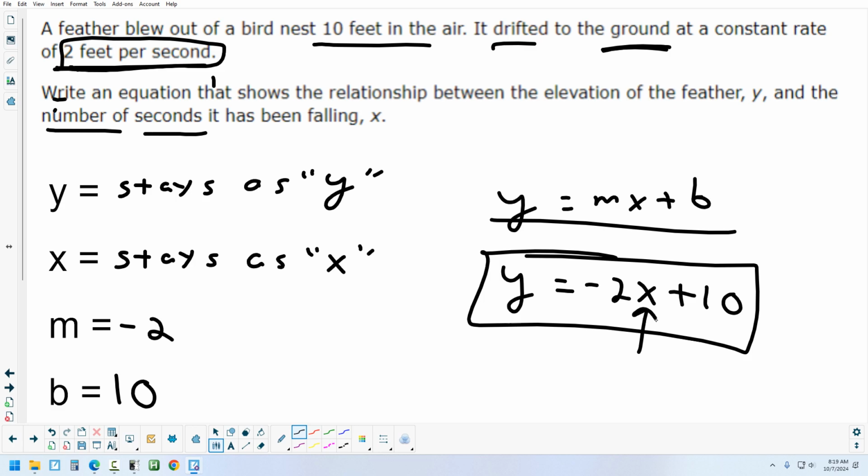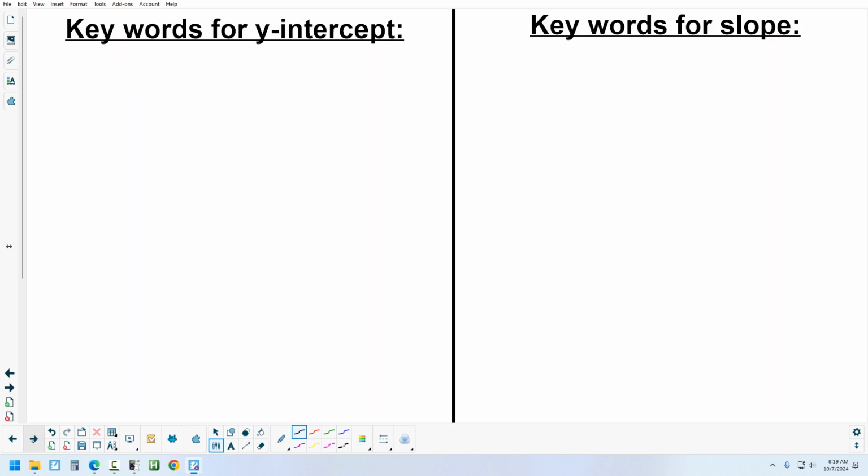All right, any question on that? All right, so I think we got one more of those. Oh, just one more page of notes. It's not another example. Just some keywords that kind of give you a hint of what a y-intercept is.